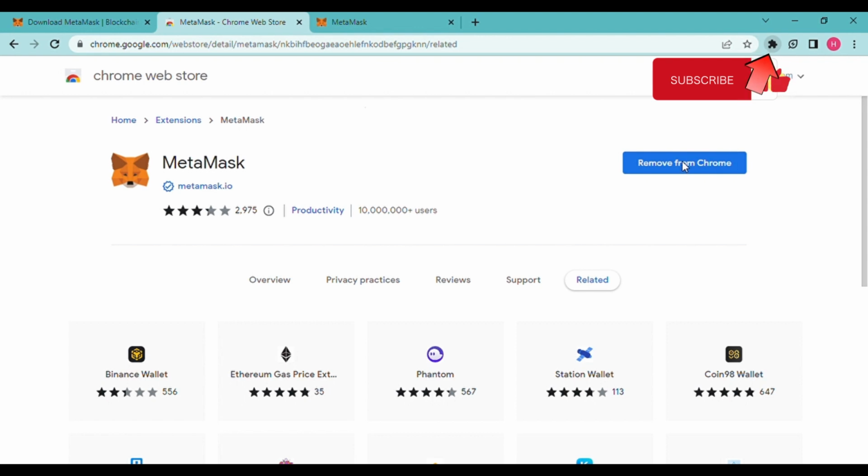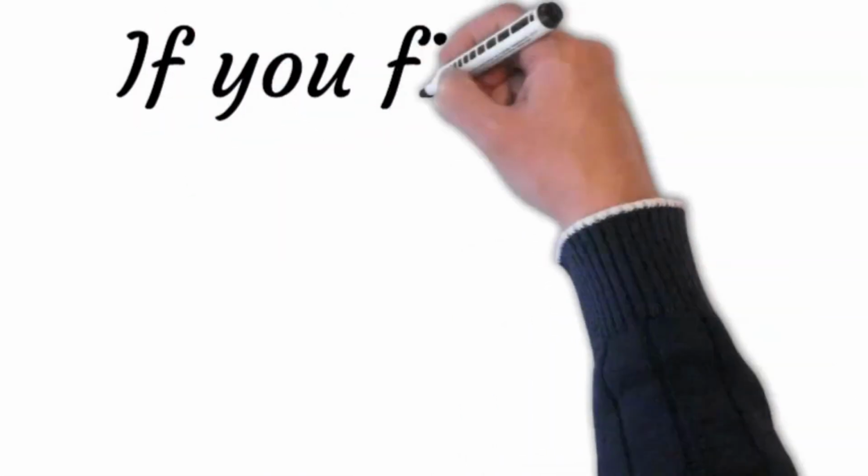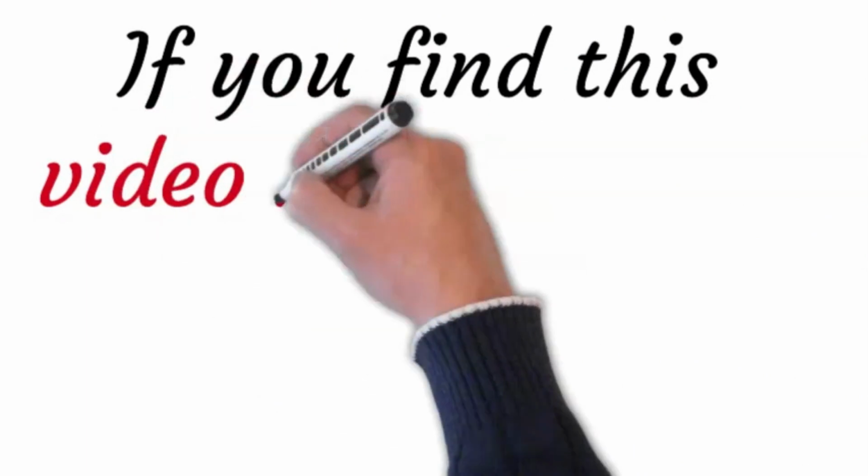icon on your laptop or computer. It's on the top right hand side. Once you click that, you will see it's already there. That's how you download a MetaMask extension into your computer.